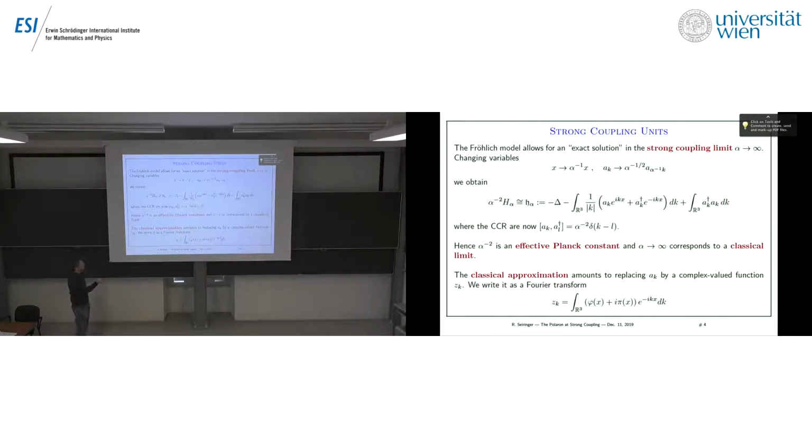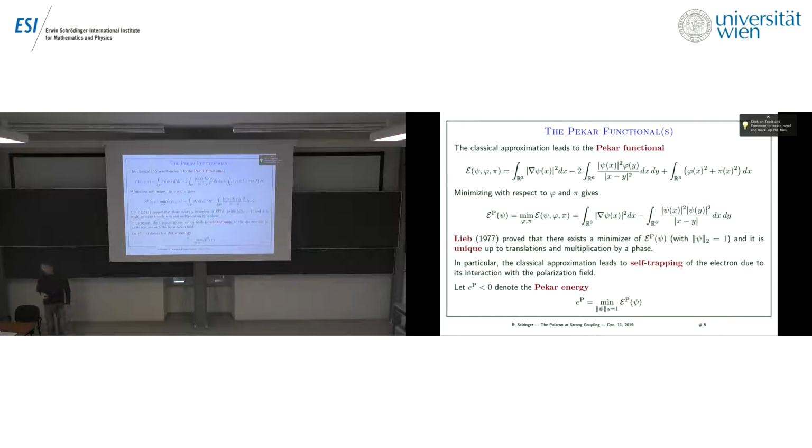Okay? So, in other words, the strong coupling limit corresponds to a classical approximation where we can think of these a's and a daggers just being functions instead of field operators, right? So these functions, I'll call them maybe z here, to indicate that these are now complex valued functions instead of operators. So instead of a_k, I write z_k, and it's actually convenient to go back to configuration space and write the z in terms of the Fourier transform, which I split into a real part phi and an imaginary part pi. Okay? So now if you do this and you just rewrite the Fröhlich model here in terms of these variables, what you find is what is known as the Pekar functional.